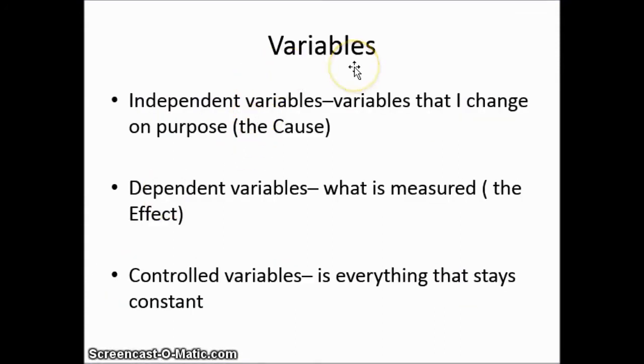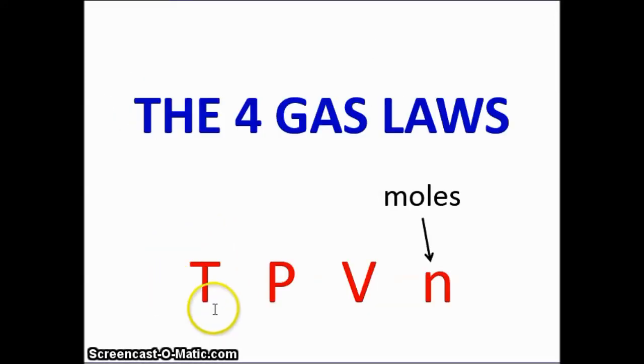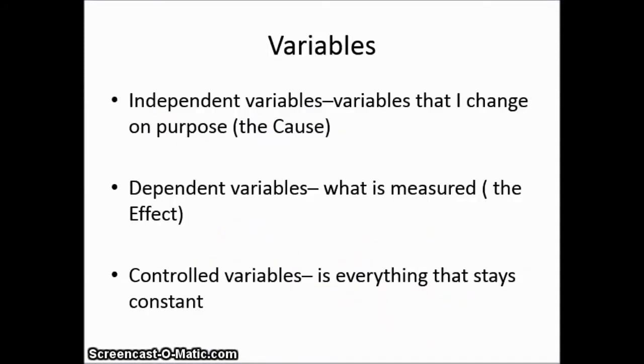So variables are anything that can change in the experiment. With gases, the temperature can change, the pressure can change, the volume can change, and the amount of moles can change. There's three different types of variables. The first one being an independent variable. These are the variables that I change on purpose. This is the cause. The dependent variable is what is measured, whatever you're measuring, so the effect.